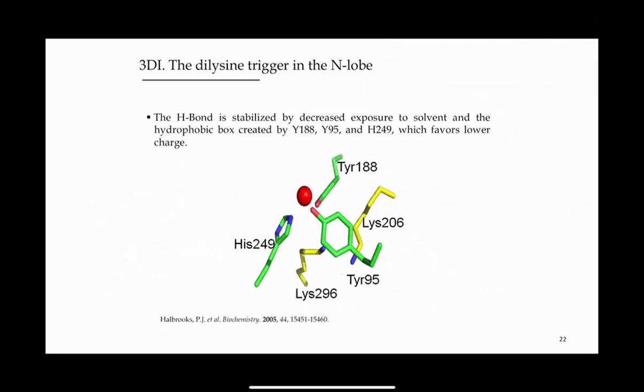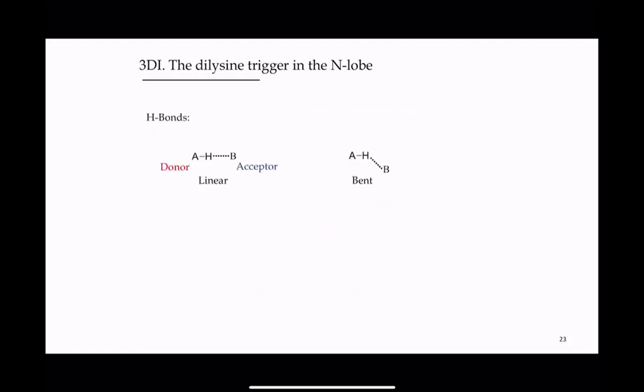Okay, so now another contributing factor is this hydrophobic box that is created by the presence of the tyrosine 188, tyrosine 195, and the histidine, as it helps to stabilize the dilysine trigger. Okay, so that's another contributing factor that helps to improve this sort of multi-component stabilization.